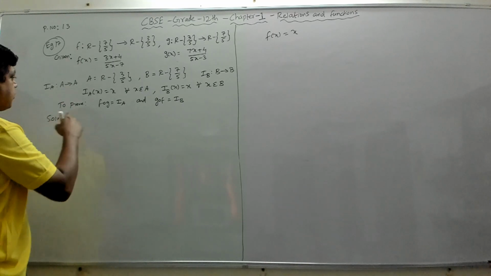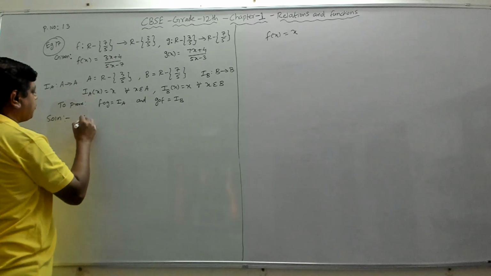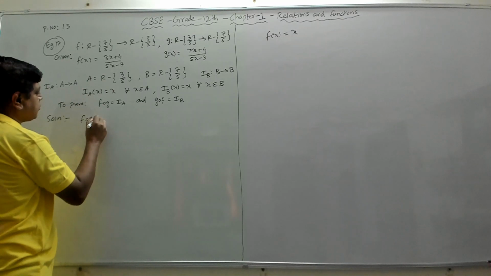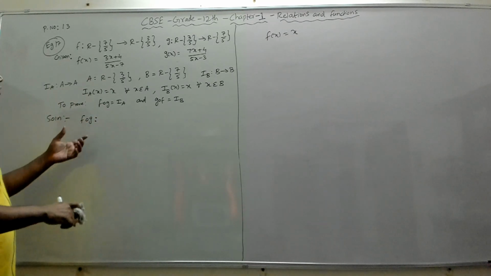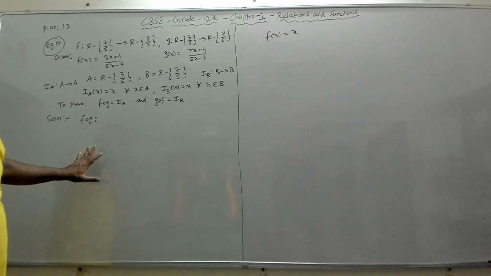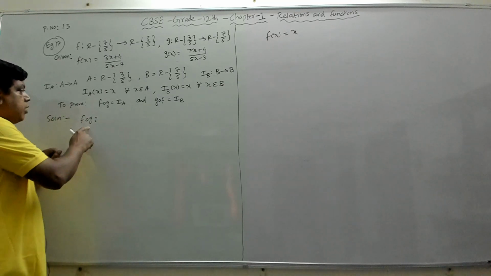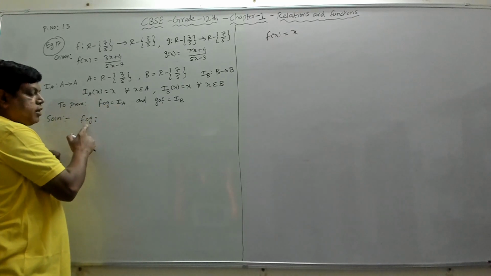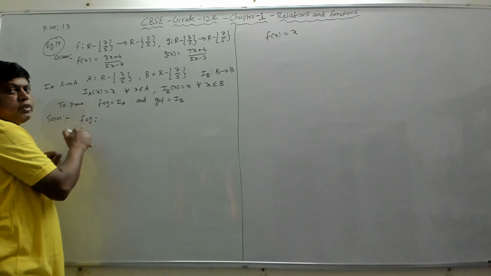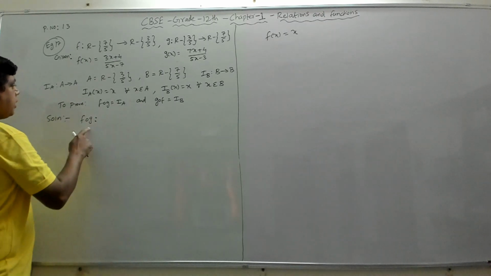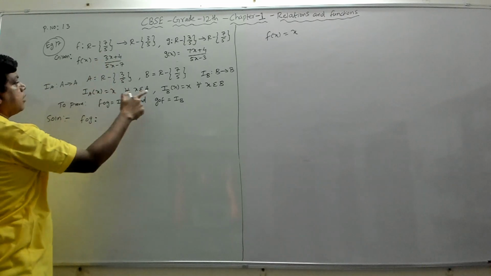The solution is, let's find what is f of g of x. So f of g, first of all, let's say this function, it's a function from which set to which set? We need to find this function. We have to find the function f of g, and we have to prove that f of g is equal to I of A. For that, let's try to understand this f of g is from which set to which set.